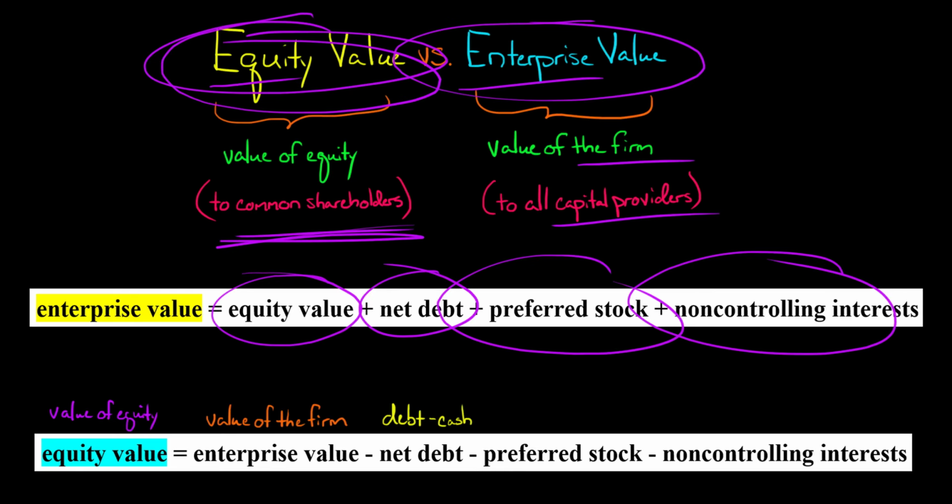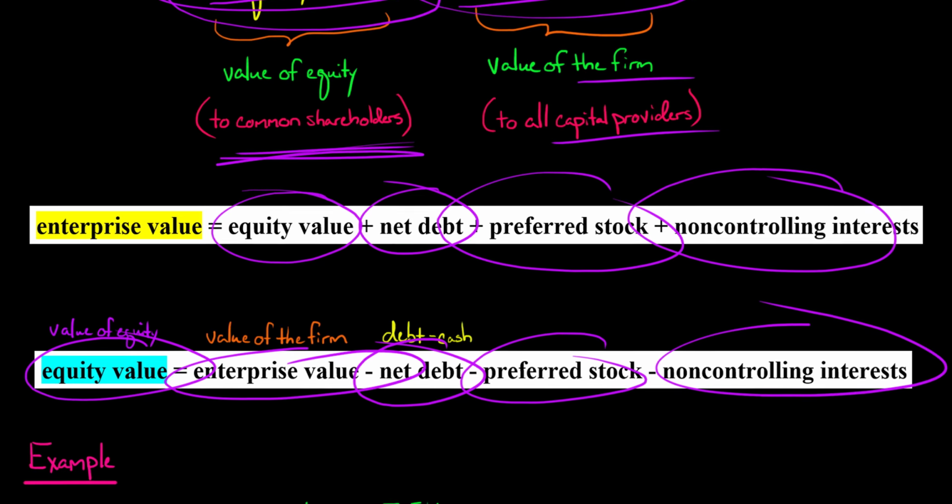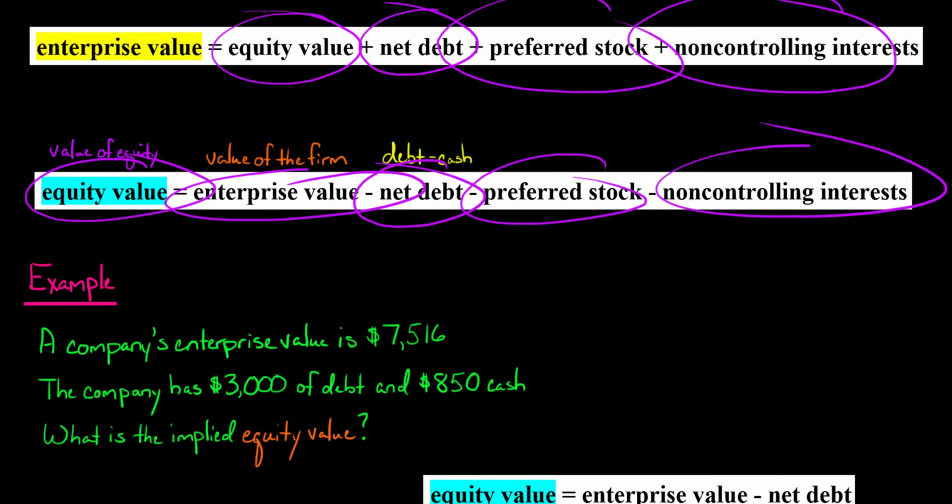And you'll see investment bankers will do this, right? So once you know the enterprise value, you know the net debt, and then, a lot of companies don't have preferred stock, but if they did, preferred stock, non-controlling interest, you subtract these three things from the enterprise value to get the implied value of that company's equity. So let me give you a quick example, and then we'll dive into a little more detail.